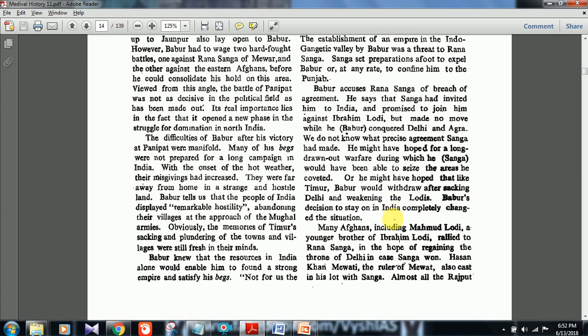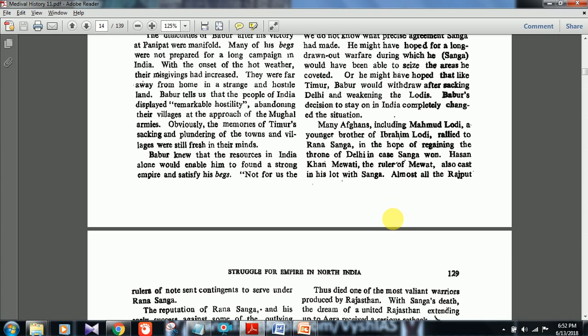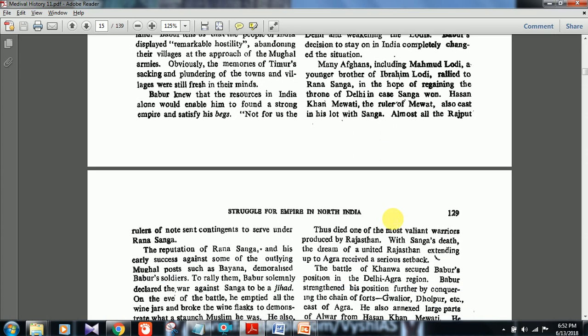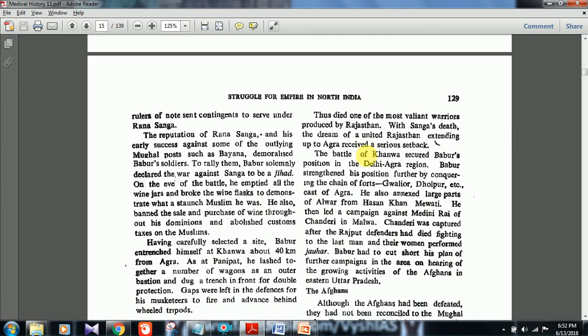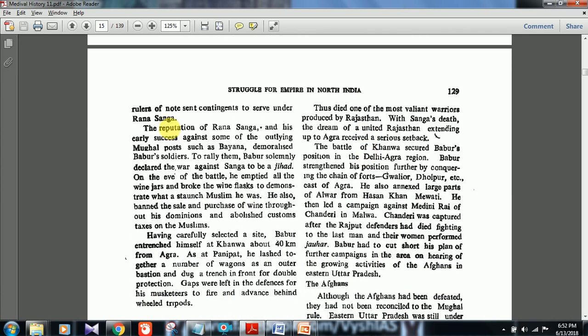Babur's decision to stay on in India completely changed the situation. Many Afghans, including Mahmud Lodi, a younger brother of Ibrahim Lodi, rallied to Rana Sanga in the hope of regaining the throne of Delhi. Okay, so now these people are again, it's all very complicated. Rana Sanga called Babur to defeat Ibrahim Lodi. Now Ibrahim Lodi's brother is going to Rana Sanga and saying, okay, now we'll throw Babur out. So whatever situation demands, they will again change sides like this. So not at all important.